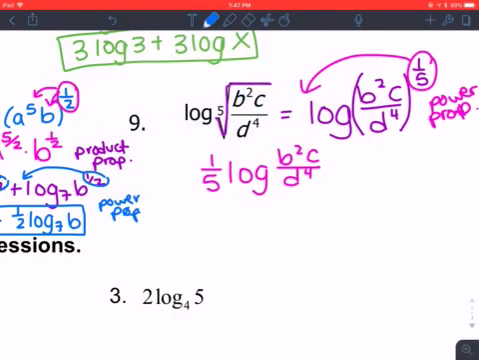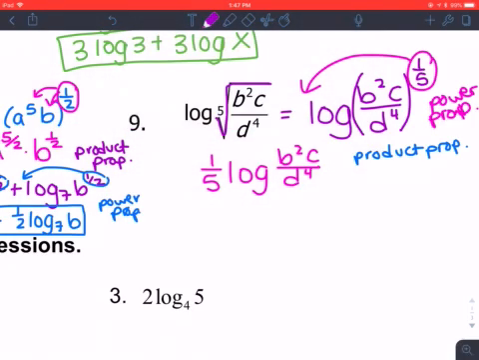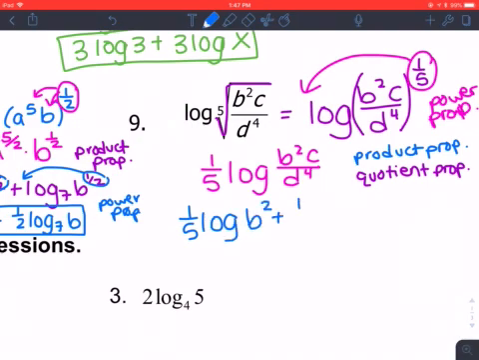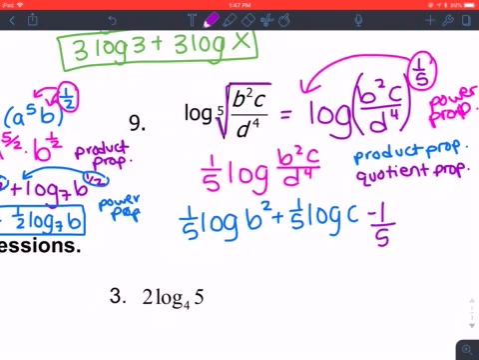And then we can split this up using our product property and our quotient property. Remember, you have to keep the 1/5 for each log, so 1/5 log of b squared plus 1/5 log of c, and then we use the quotient minus 1/5 log of d to the power of 4.